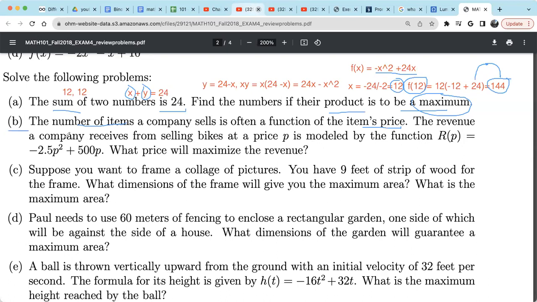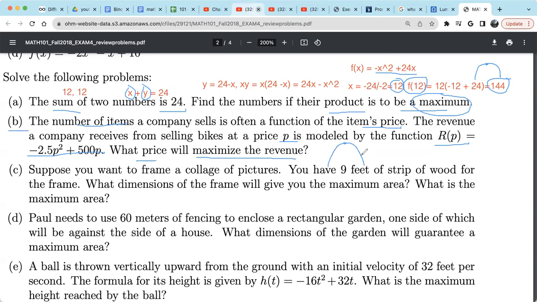The revenue a company receives from selling bikes at a price p is modeled by the function. So this is a revenue function. Okay, the revenue function depends on the price. It's a downward parabola, -2.5p squared plus 500p. The number before p squared is negative, so we're imagining a downward parabola. So we ask, what price will maximize the revenue? Yes, for a downward parabola, we always have the vertex as the maximum. Maximum means the function value, or the y value, is maximum. It's not talking about the x value, it's talking about the y value.